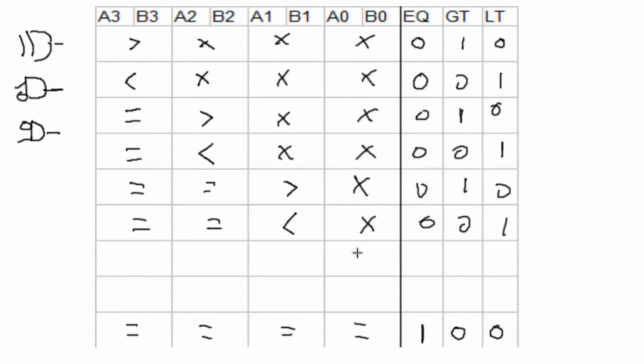And likewise with A0 and B0, we're testing for greater than or less than only if all of the others are equal. And when that's the case, greater than when greater than, less than when less than, 0 in all other instances. And this actually covers all of our bases.